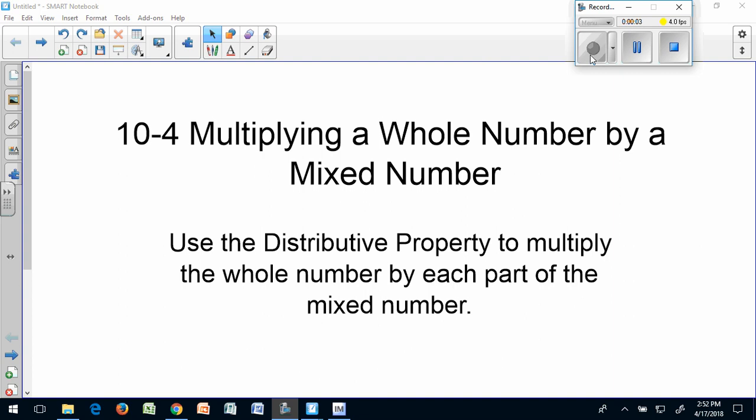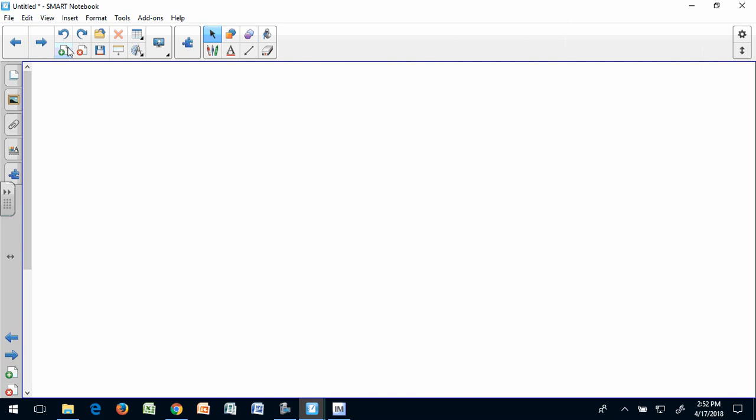So today for 10-4, you're going to be multiplying a whole number by a mixed number. Now the way we're going to do this is by using the distributive property to multiply the whole number by each part of the mixed number. Now what do I mean by that?